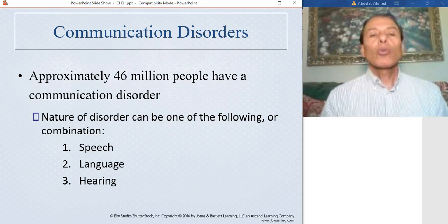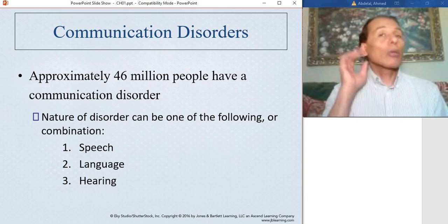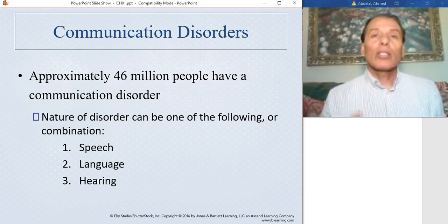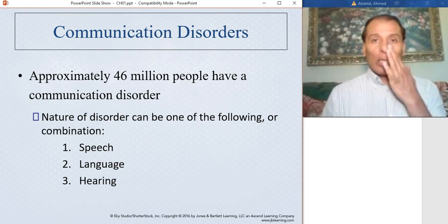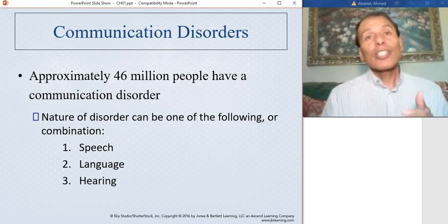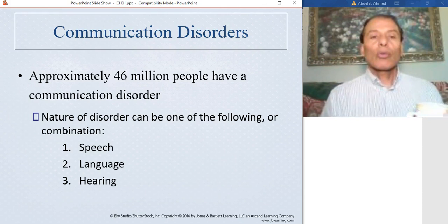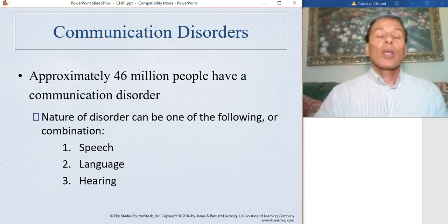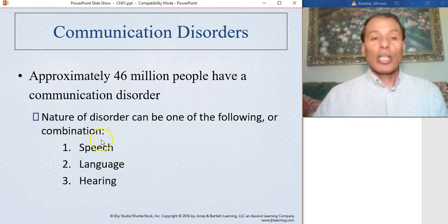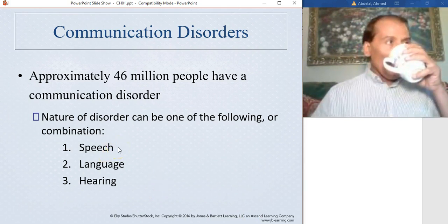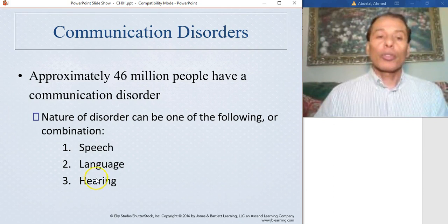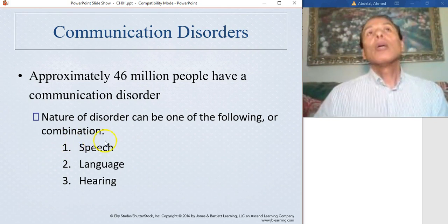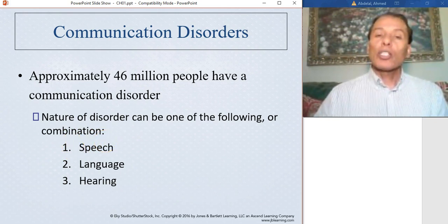Generally, when we look at communication disorders, they also include hearing. If someone has a hearing disorder, that will make it difficult for them to hear the messages that people give to them. That is a communication disorder. So communication disorders include disorders of hearing, disorders of language, disorders of speech. I'm going to distinguish among all of these. But generally, if you include people who have hearing disorders, speech disorders, and language disorders, they will be about 15% of the American population, for example.